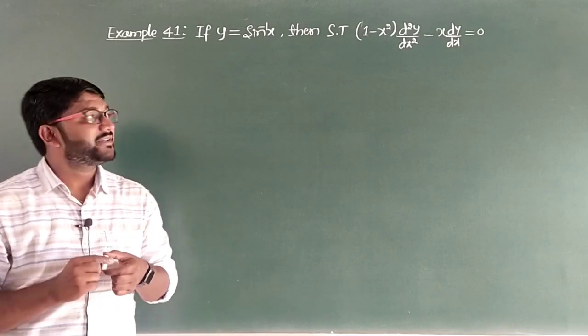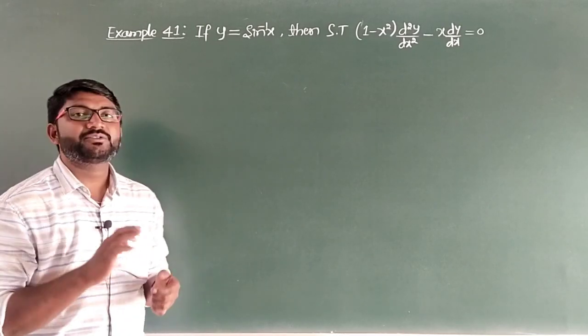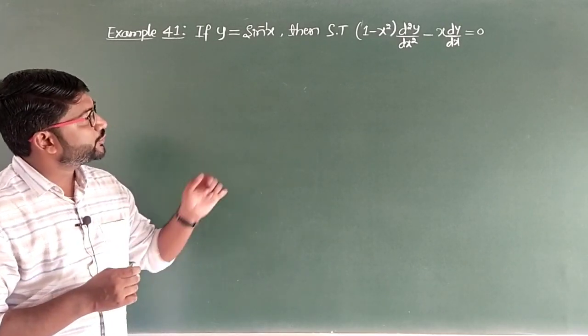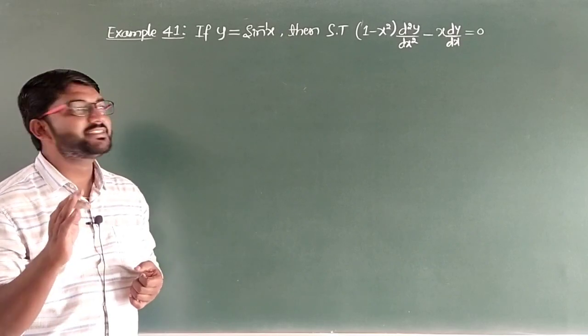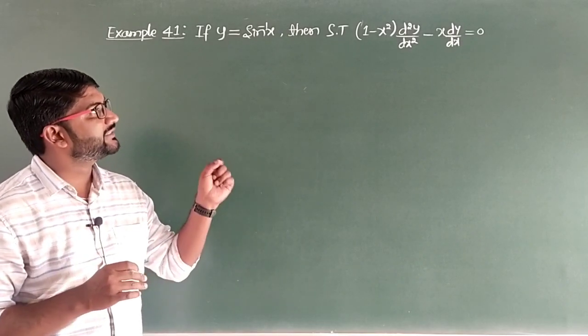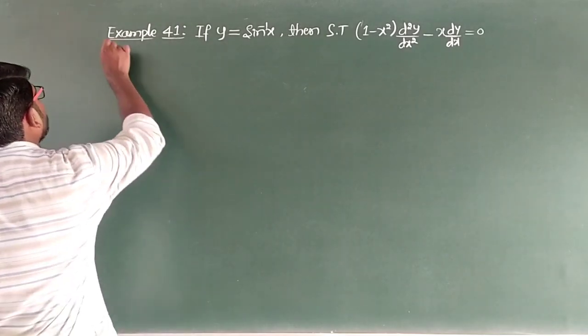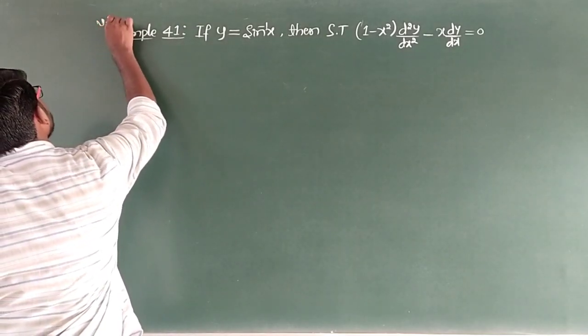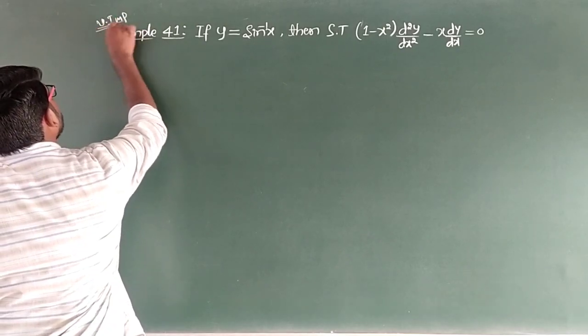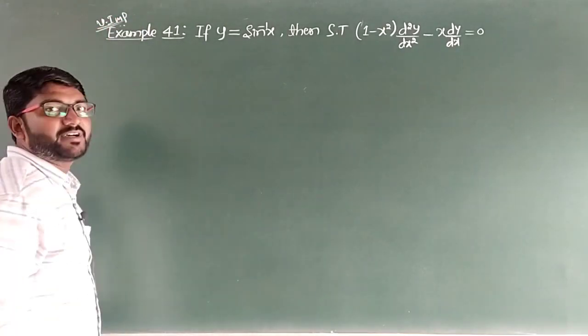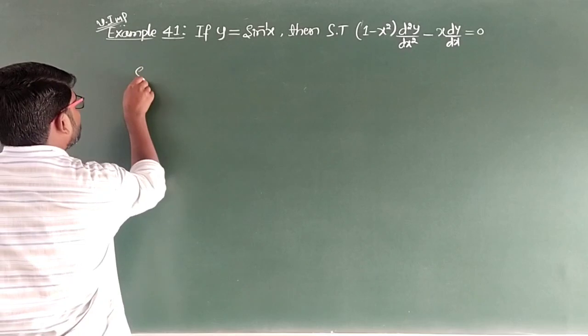Well, example 41: if y is equal to sine inverse x, then show that 1 minus x square into d square y by dx square minus x dy by dx is equal to 0. So mark this as very important for the annual exam. This was asked in March 2019 for 5 marks. So let us go ahead with the solution.